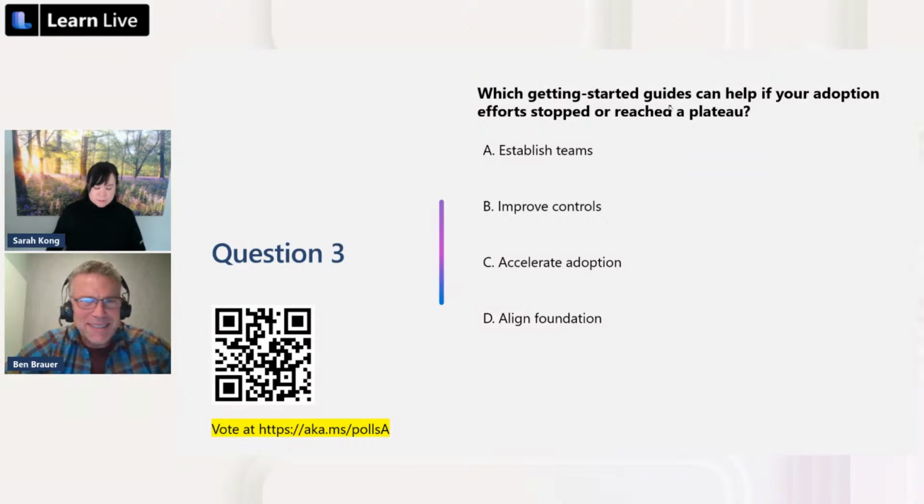It's a good one, but I know which one I would go with. What do you think? I think if you're having problems with adoption efforts, then my guess would be it could be your team, or you need to improve some type of control there. See, I'm looking at it and thinking it could actually be aligning your foundation too, because you're probably thinking about all the different workloads that you have to align to the foundation.